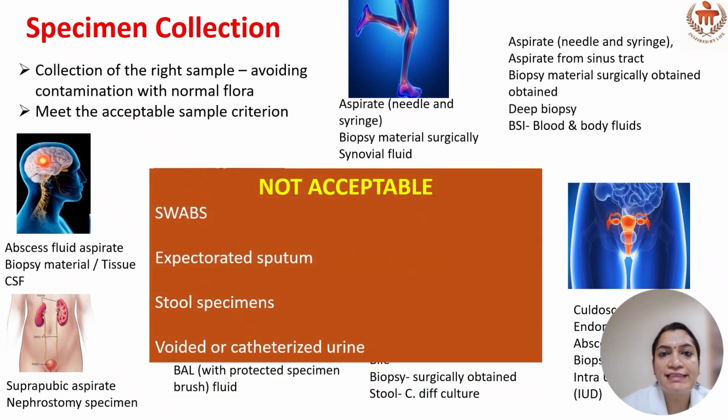For certain samples like swabs, if you don't have any transport media available, it is better not to consider swabs for anaerobic culture. Expectorated sputum and voided urine samples are also not acceptable. Stool specimens can be processed only for Clostridioides difficile culture, not for routine anaerobic culture.